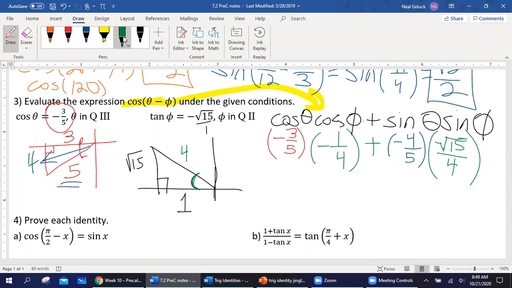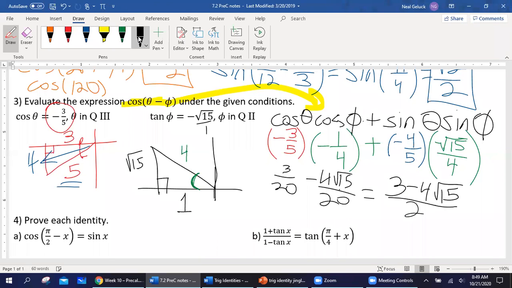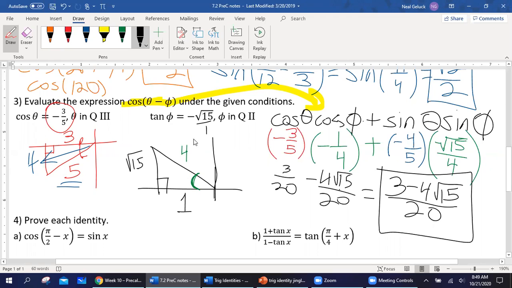So I got every piece, just like I did on the previous problems. I'm going to multiply them together. So this is going to be 3/20. It's going to be plus, but there's a negative, so minus 4 root 15/20. And really all I can do is just put them together and call it 3 minus 4 root 15 all over 20. So I had to build triangles and find missing sides because I was not dealing with 30, 60, or 45s.